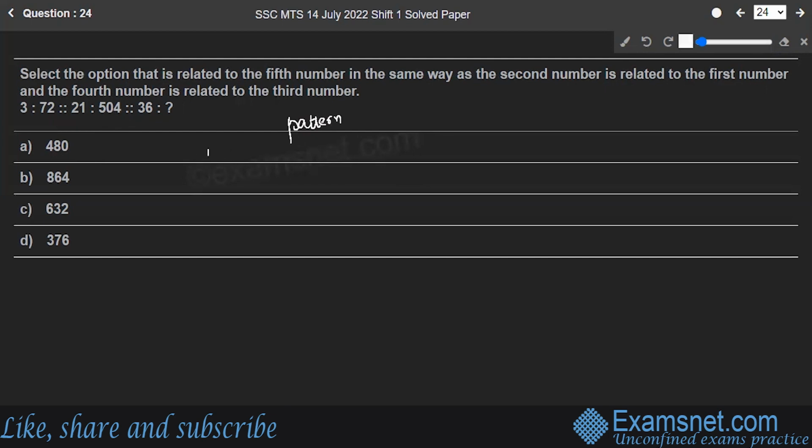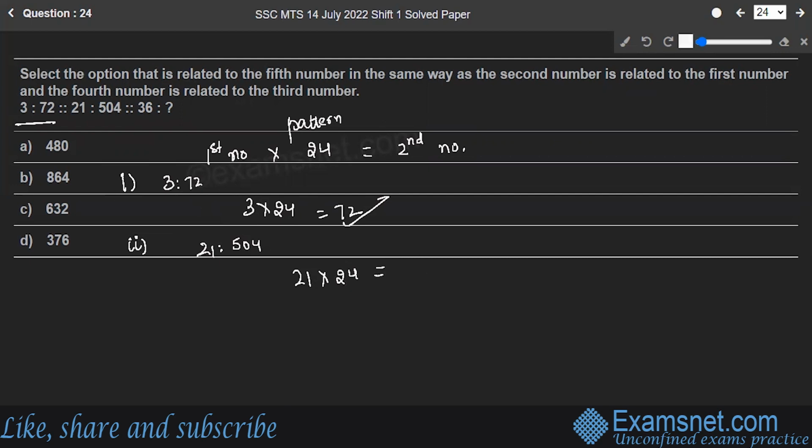Pattern is first number multiplied by 24 gives you second number. Now let's apply to the first one. 3 is to 72. If I'm multiplying 3 with 24, I'm getting 72. That's correct. Let's check with the second. 21 is to 504. If I'm multiplying 21 with 24, I get 504, which is again correct.